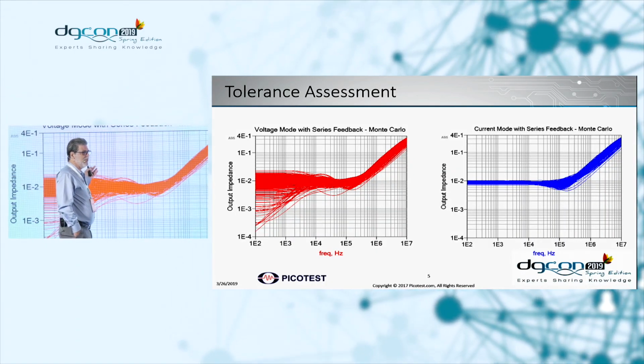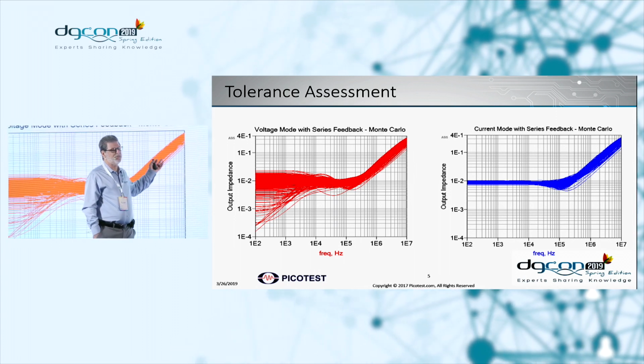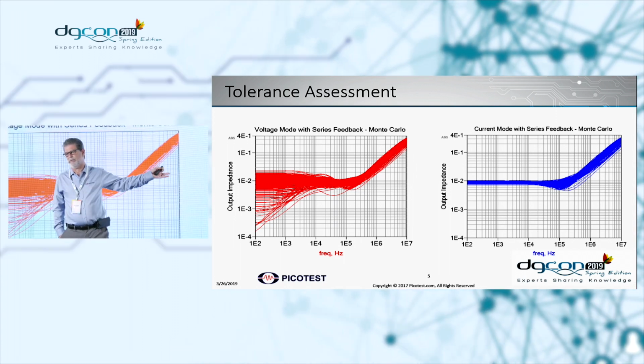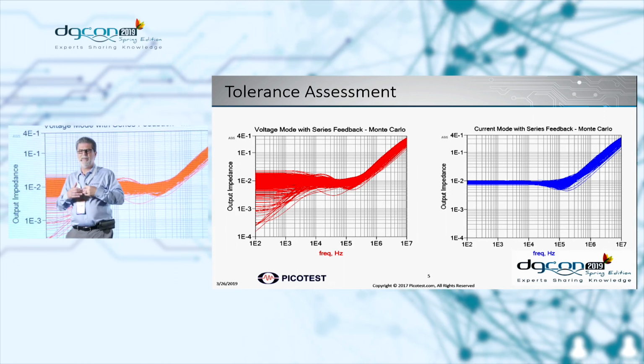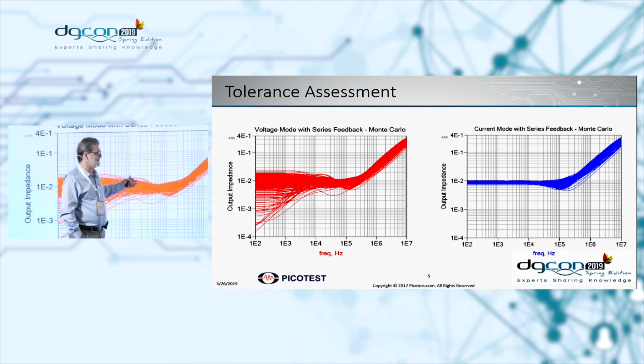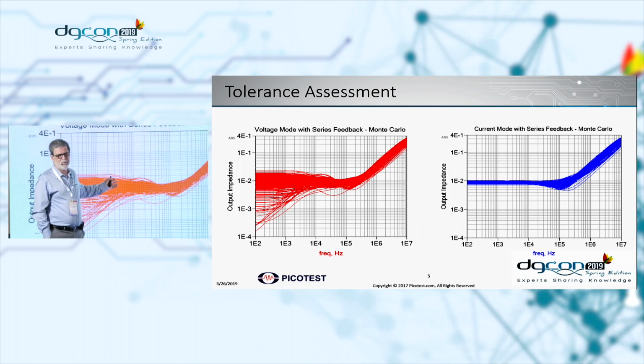Tolerance assessment, we do need to look at tolerances. It's one of the big reasons we do this, and I'm going to talk a little bit about voltage mode control and current mode control, and the differences between them. And the model tells us a lot of things about the difference between them.